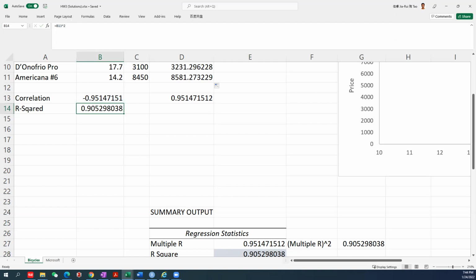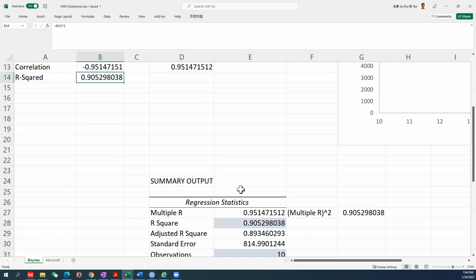Just a note, Jerry. So we know that the coefficient of determination will always be a smaller value when we take the absolute of the correlation coefficient. That's a correct statement, right? No. What do you mean by absolute? So the magnitude here is 0.9514. So if we square that, it's always going to be less than 0.9514.